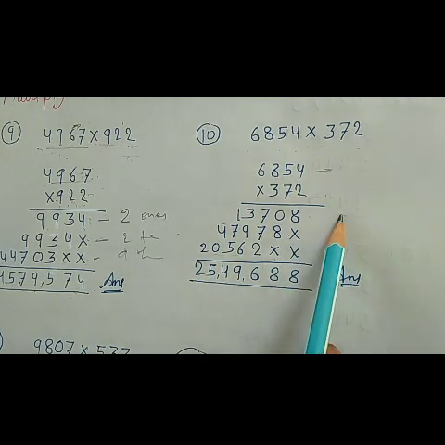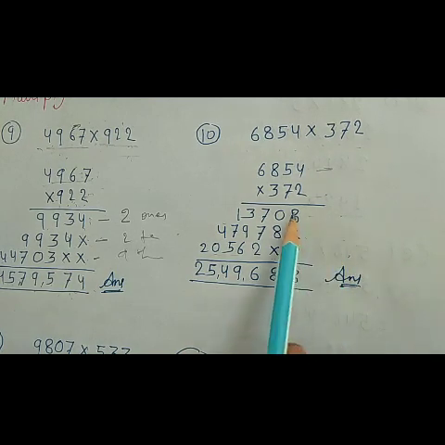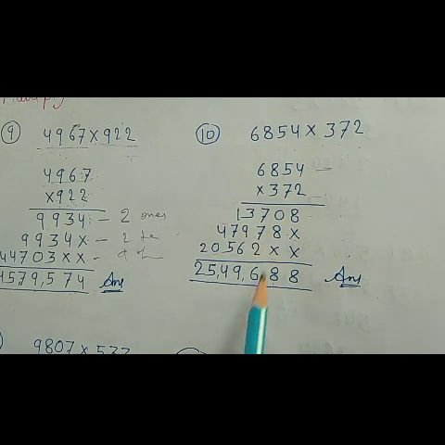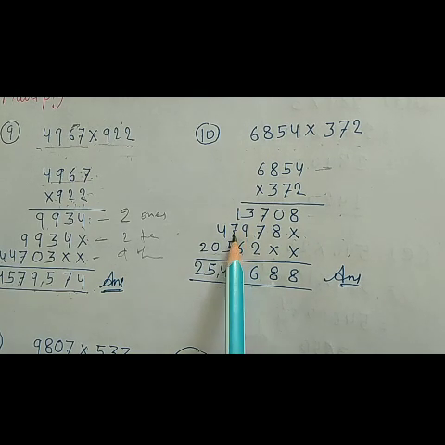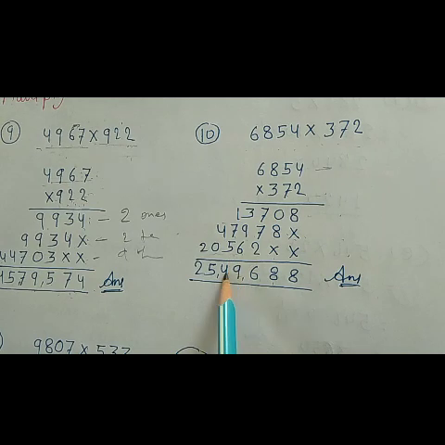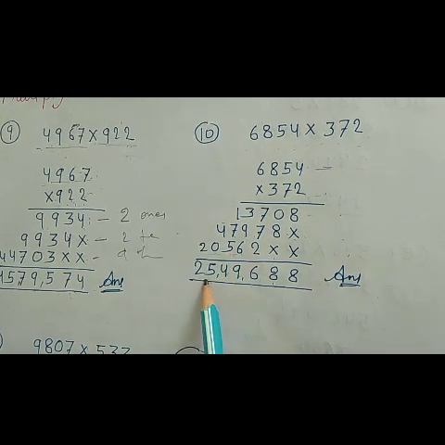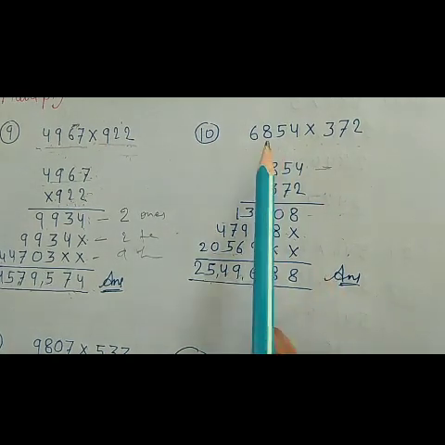Now simply add this and this, so we will have 8, 0, 8, 8, 7 7s are 14 and 2 is 16, carry 1, 3 and 9 is 12 and 16, 6 and 18 and 1 is 19, carry 1 again, 1 7 is 8 and 5 is 13 and 1 is 14, carry 1, 4 and 1 is 5, 2. This is 25,49,688. This is the answer of these questions.